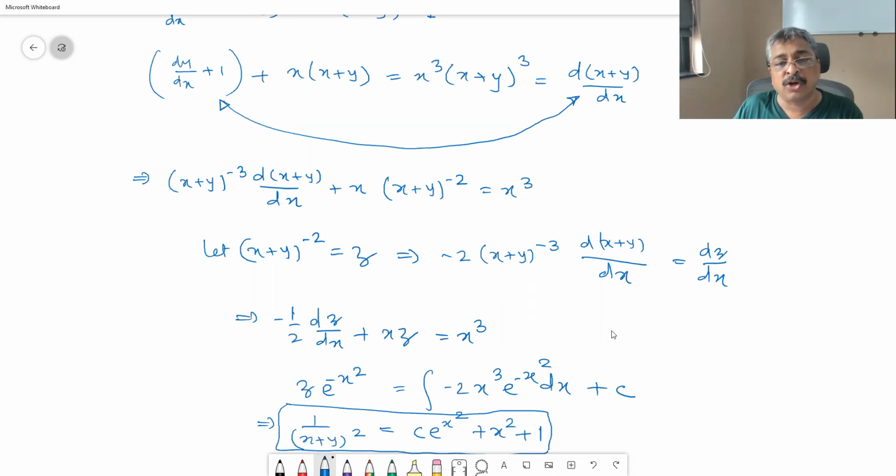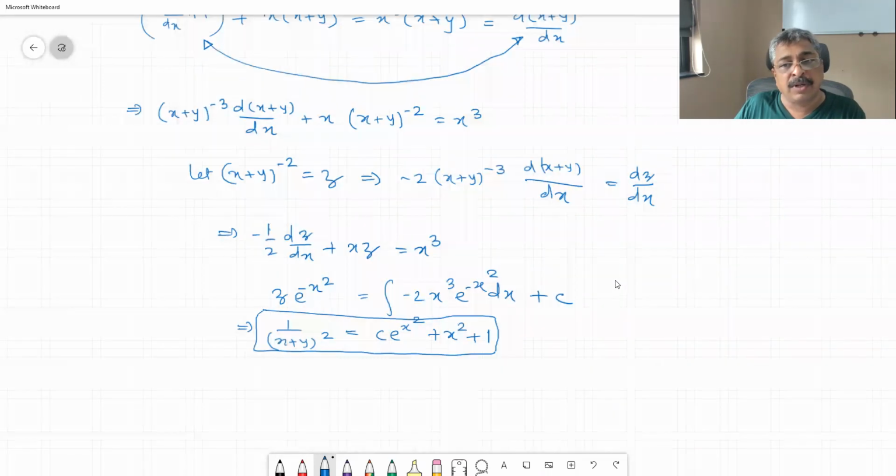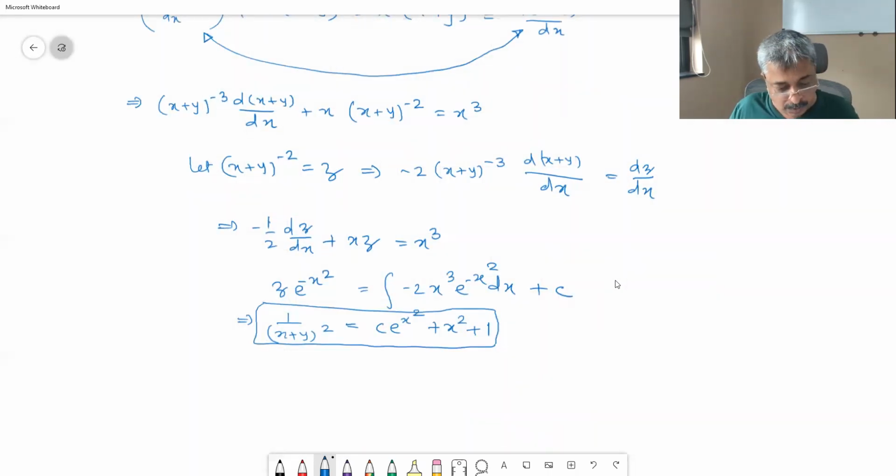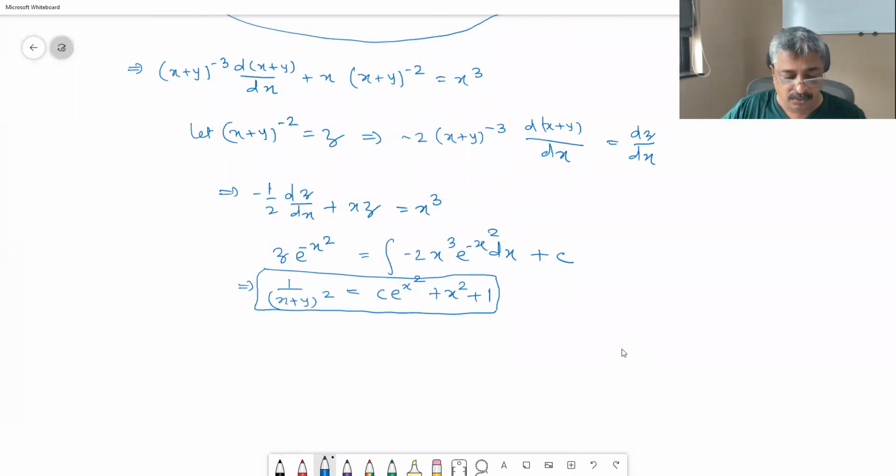Okay, so this is Bernoulli's. Now let us move on. First order linear differential equation: first order, first degree. Linear means degree 1. That is what we have studied. Now methods for solving differential equations.